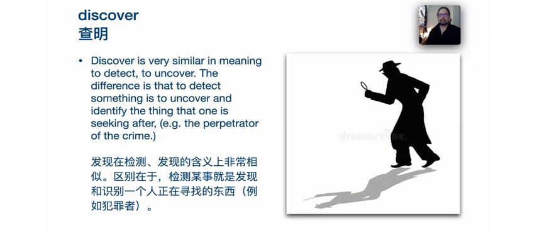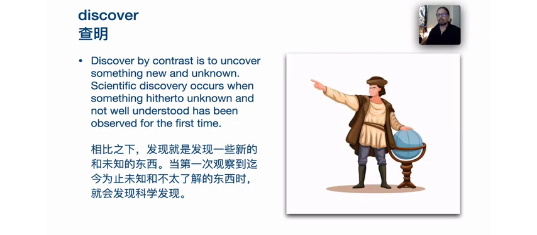Discover. Discover is very similar in meaning to detect. It means to uncover. The difference is that to detect something is to uncover and identify the thing one is seeking after. For example, the perpetrator of the crime. Discover, by contrast, is to uncover something new and unknown. Scientific discovery occurs when something hitherto unknown and not well understood has been observed for the first time.